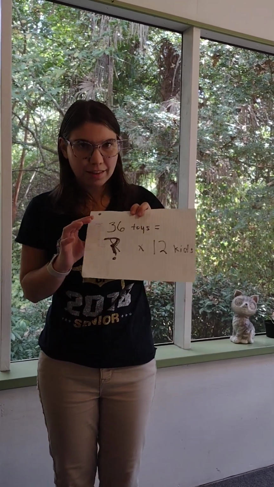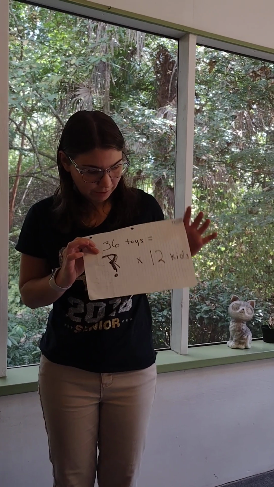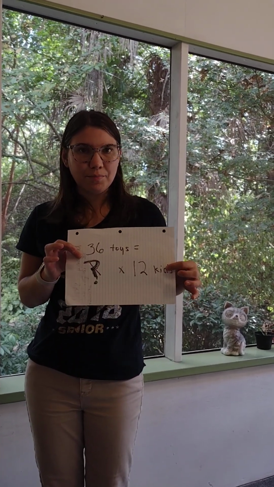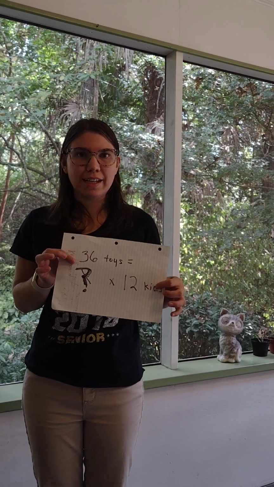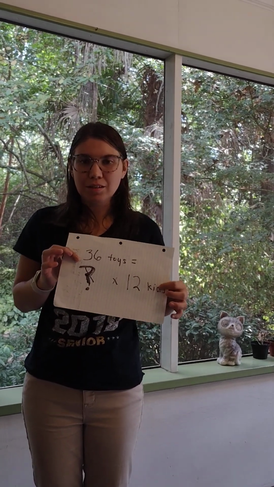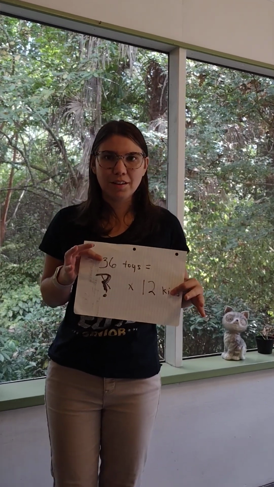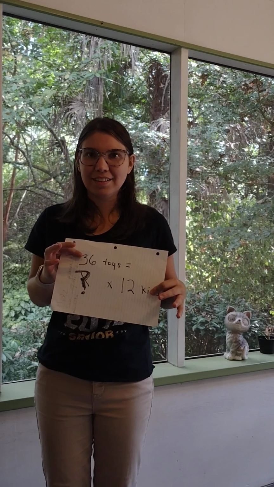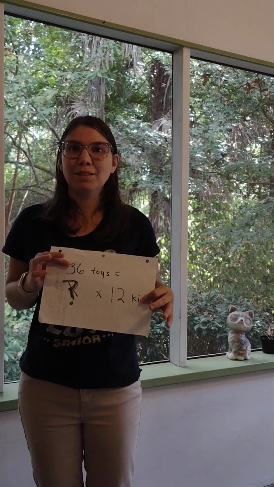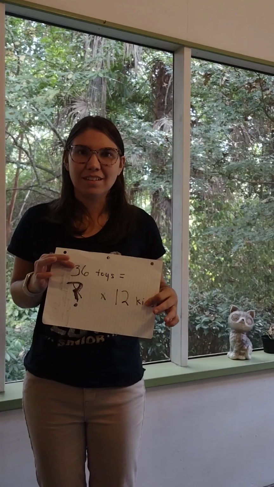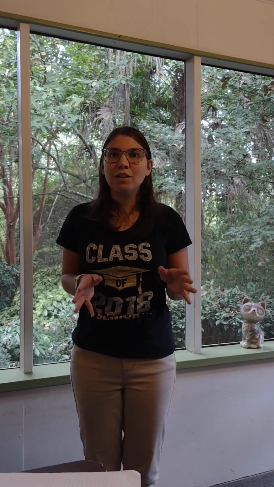Jack? Alright, let's write this on the board together. We have 36 toys and 12 kids. Using your multiplication tables, what number multiplied by 12 equals 36? Alright, Jack? 3. You're right. 12 times 3 is 36. So now we know we can put 3 toys into each of the 12 goodie bags for each of the friends.